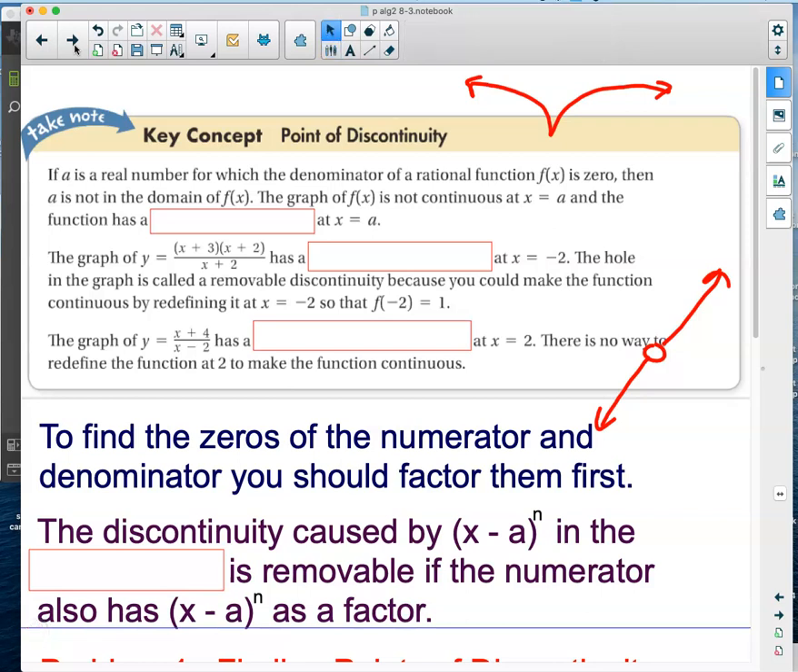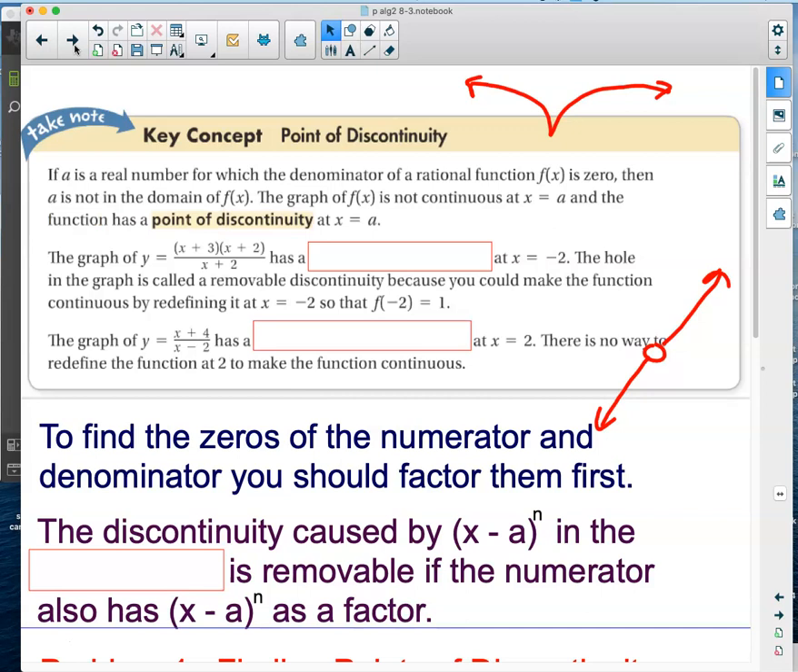So, if a is a real number for which the denominator of the rational function is 0, that's where we know the problem comes from. You can't divide by 0. Then a is not in the domain of f of x. The graph of f of x is not continuous because it either has a hole or a vertical asymptote at x equals a. And that's, again, the fancy name, point of discontinuity.